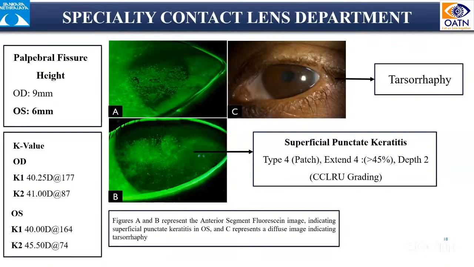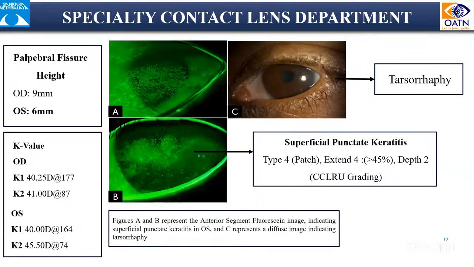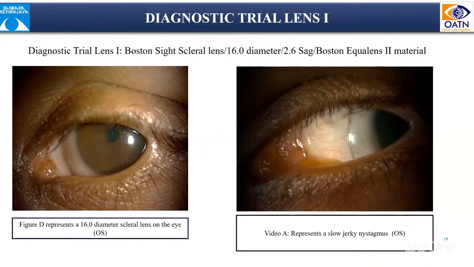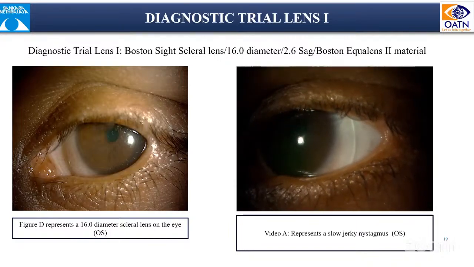In anterior segment evaluation, superficial punctate keratitis had increased compared to the previous visit. And this was the image of the patient. The patient was further referred to the contact lens department, where the palpebral fissure height was 6 mm in the left eye, and on slit lamp, stage 4 SPKs were noted. Based on this, a scleral lens of 16 mm diameter and 2.6 was applied on the eye. In terms of nystagmus, there was a mild jerky nystagmus, but it was better controlled in the primary gaze.